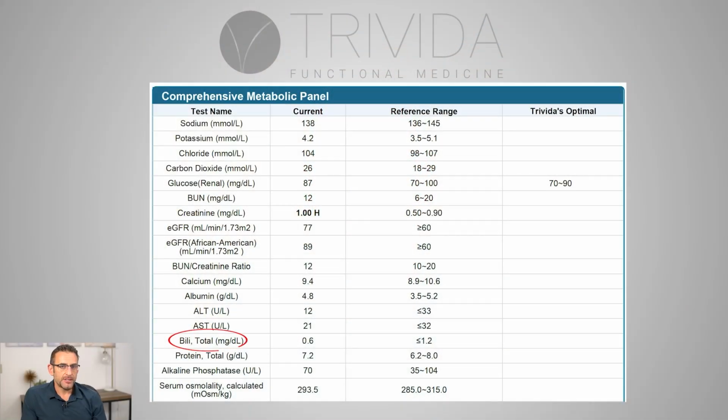Bilirubin is produced by the liver. It's also produced by the blood. It's a breakdown product, and it's also a product of bile. So again, it's all produced by the liver and blood. If these numbers are high, it could be a sign of liver dysfunction. It could be a sign of blood dysfunction. It also could be genetic. So there are a lot of reasons why bilirubin could be imbalanced.